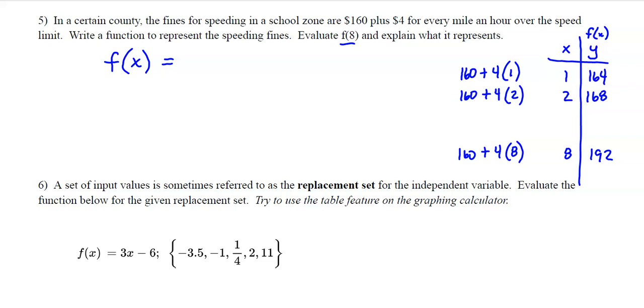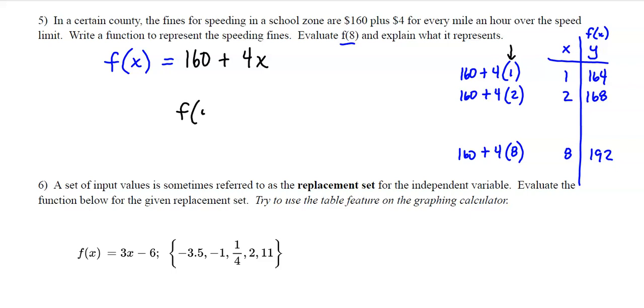So in general, notice what's changing. Everything is staying the same except for this value here. It's varying, it's changing. So I think my equation could be 160 plus the $4 times every mile an hour over. So there would be a nice function that represents that table.